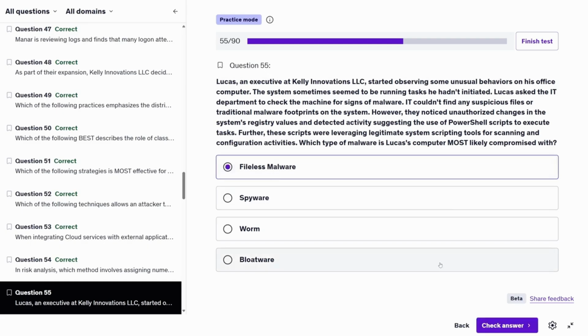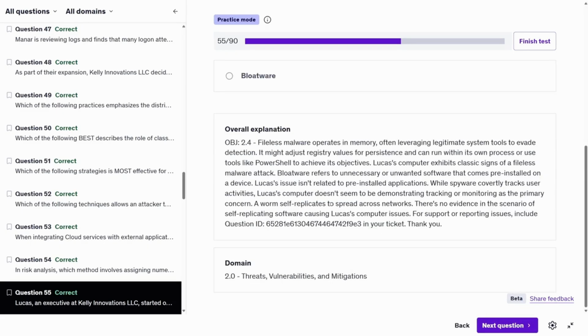This is what we would refer to as fileless malware. Fileless malware operates in memory, often leveraging legitimate system tools to evade detection. It might adjust registry values for persistence and can run within its own process or use tools like PowerShell to achieve its objectives. Lucas's computer exhibits classic signs of a fileless malware attack. Bloatware refers to unnecessary or unwanted software that comes pre-installed on a device. Lucas's issue isn't related to pre-installed applications. While spyware covertly tracks user activities, Lucas's computer doesn't seem to be demonstrating tracking or monitoring as the primary concern. A worm self-replicates to spread across networks, and there's no evidence of that in this scenario.